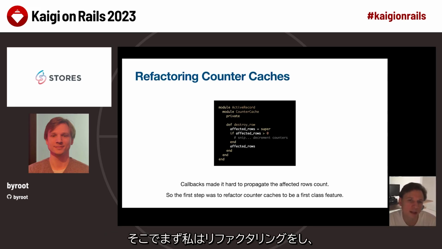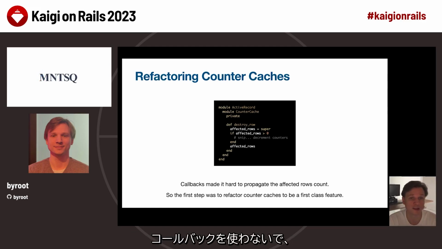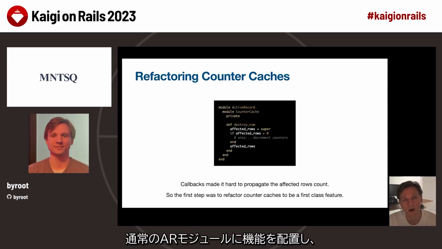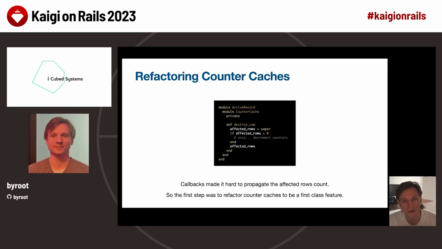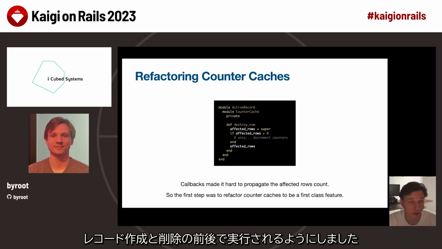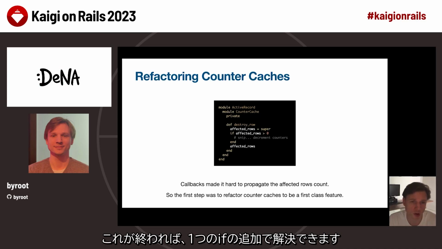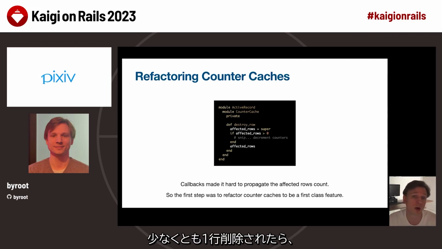So the first thing I did was to refactor them to be a first-class feature, to no longer be inside callbacks, but to be a regular module in Active Record that is just executed before and after create and destroy. And then, once this was done, it was just a matter of adding a simple condition. Did we affect more than one row or 0 rows? Then we can decrement.